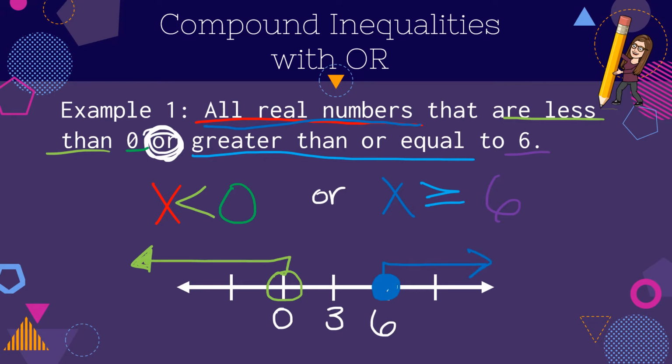Now keep in mind, if it has the word or, they're going to go apart. No overlapping, no togetherness, this way or that way. So just imagine you're standing in the middle. You can go left or right.